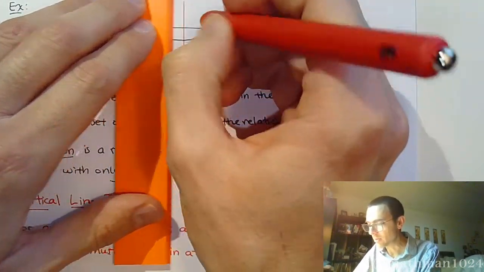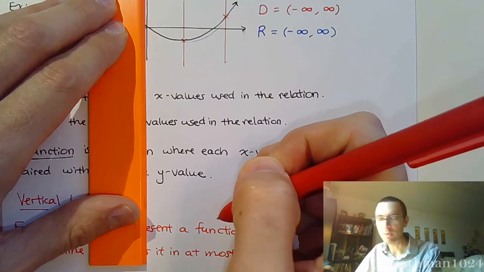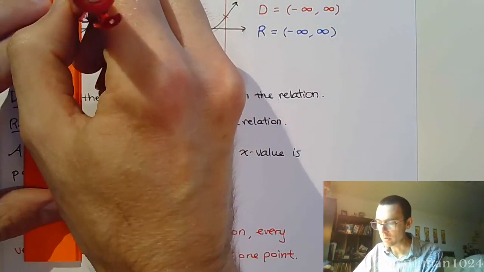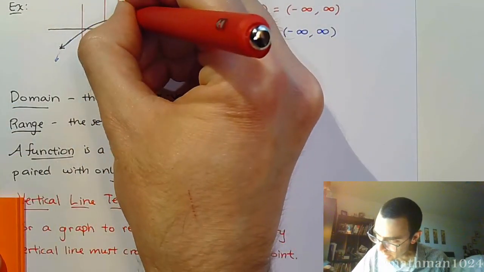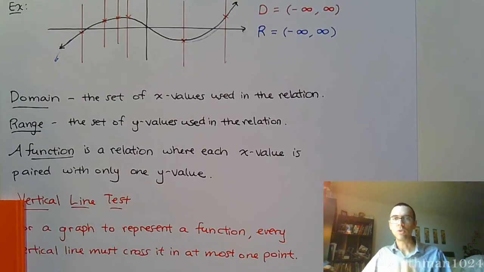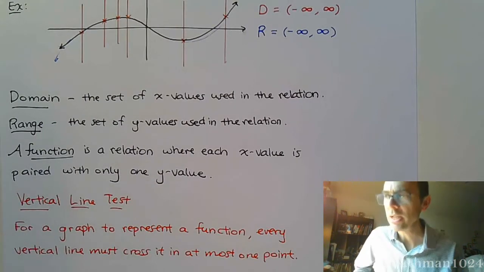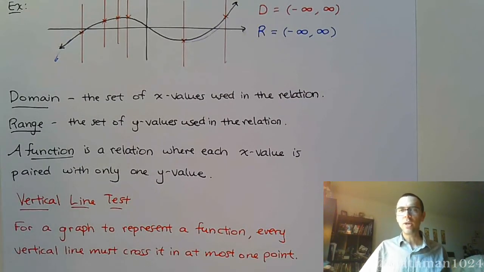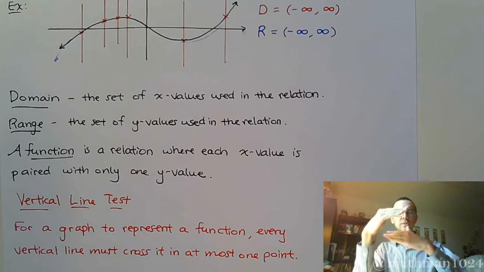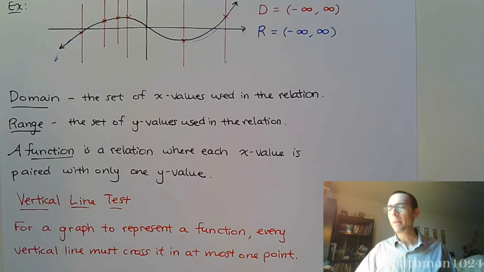If I draw a vertical line here, it only crosses the graph in one spot. If I draw it here, or here, anywhere, you see that I'm only hitting that graph at most one spot. An easy check here is if you ever see your graph curve back on itself, if you ever see it kind of stacked on top of itself, it's going to fail the vertical line test. Other than that, we should be okay.